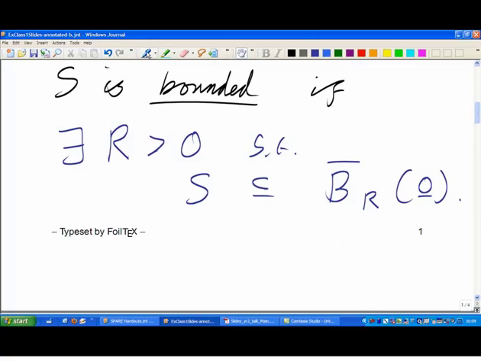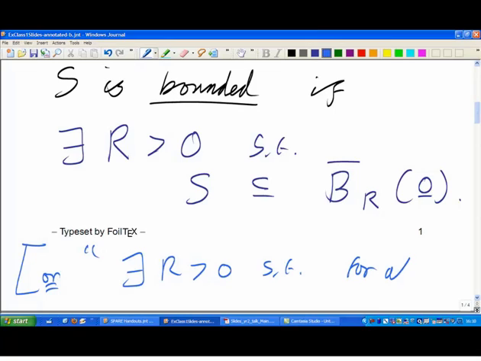An alternative definition which you could use: there exists R greater than 0 such that for all x in S we have norm x less than R. That means the same thing.